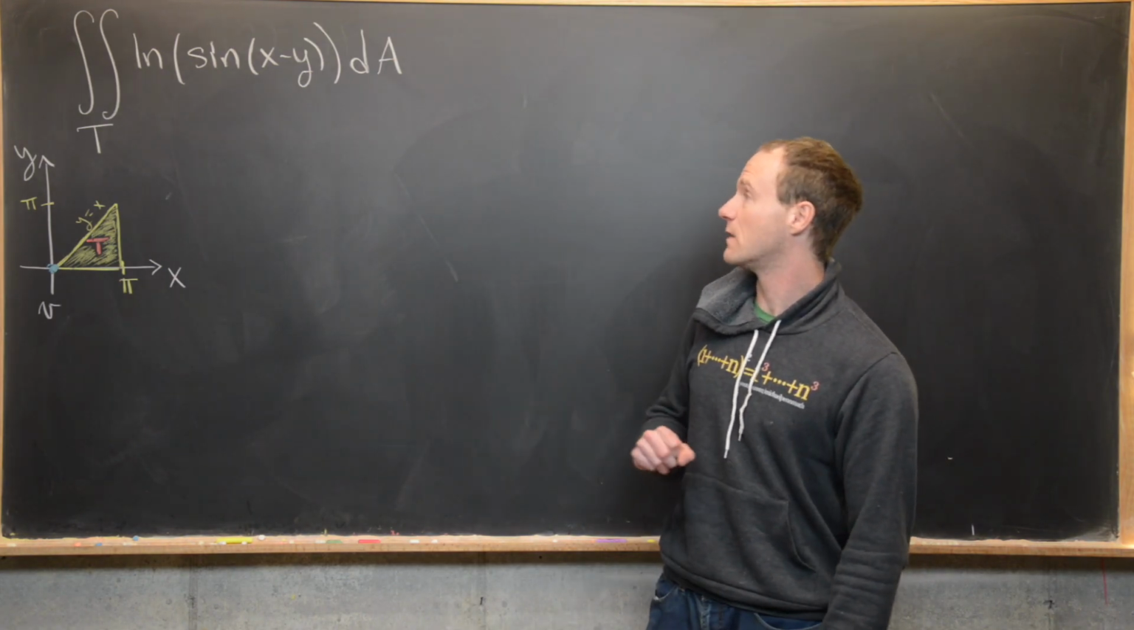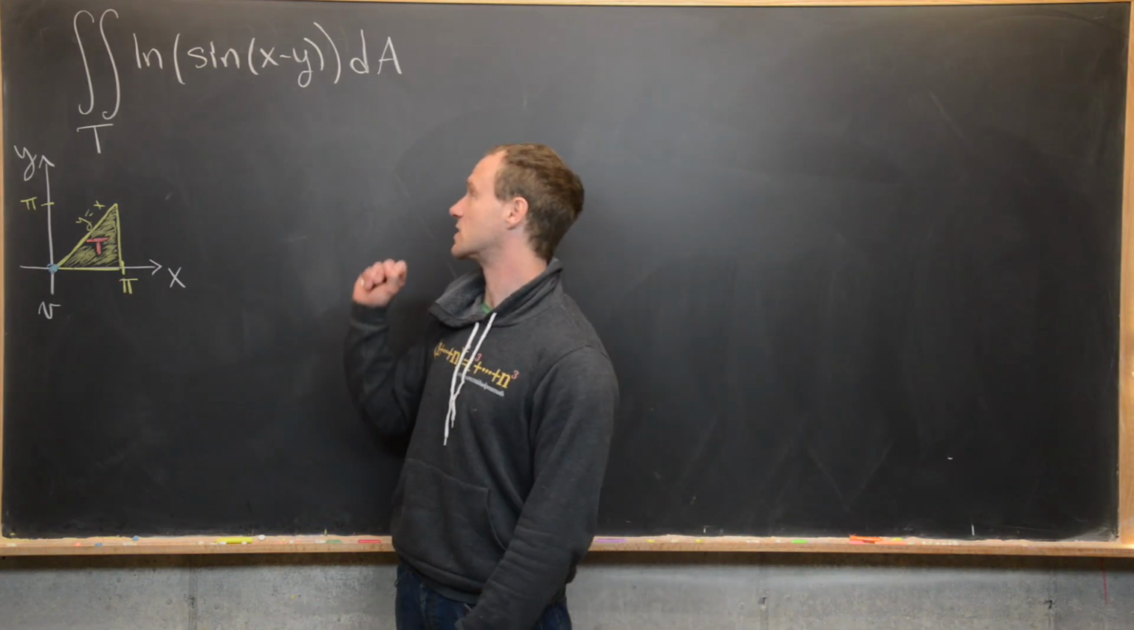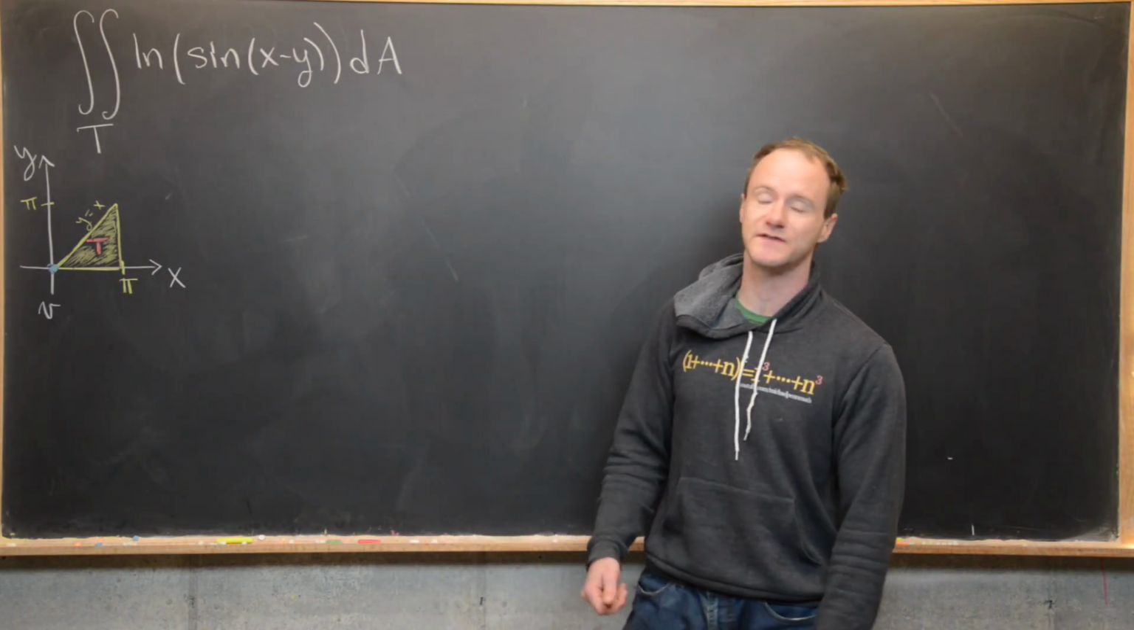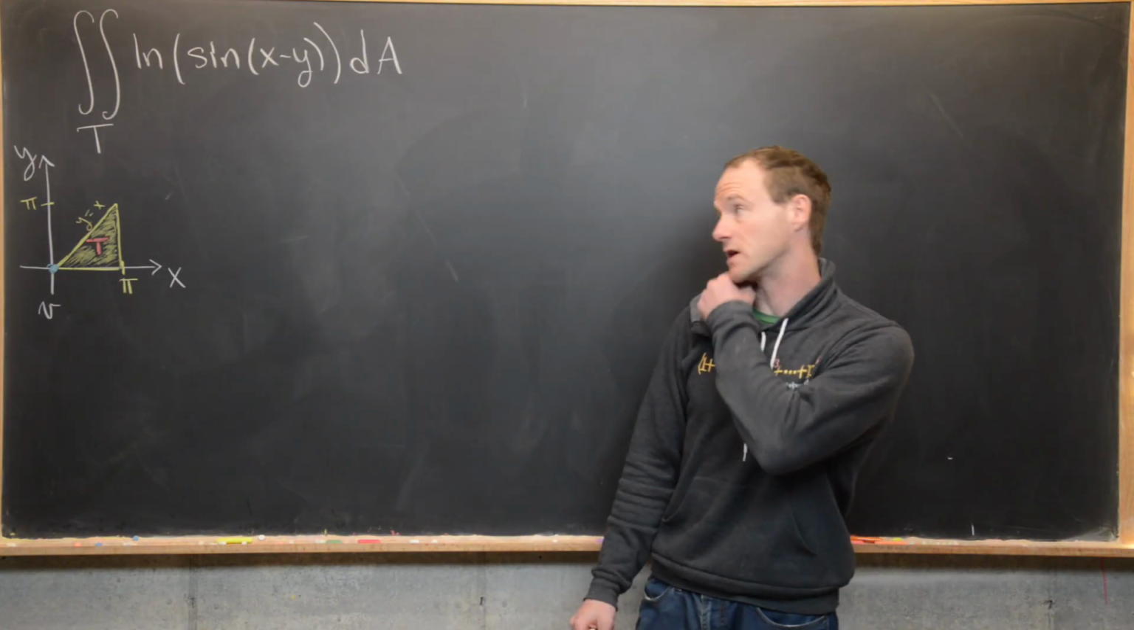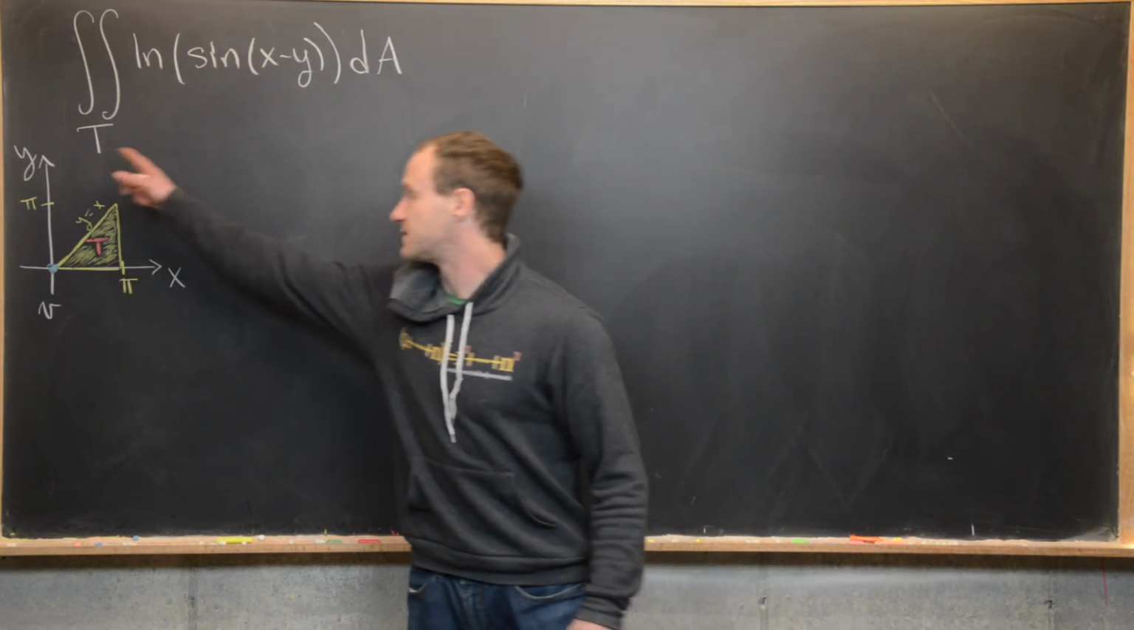So here we've got the double integral over T, where that's our triangular region, of the natural log of sine of x minus y dA, where that's our differential area component. And the triangle is defined like this.